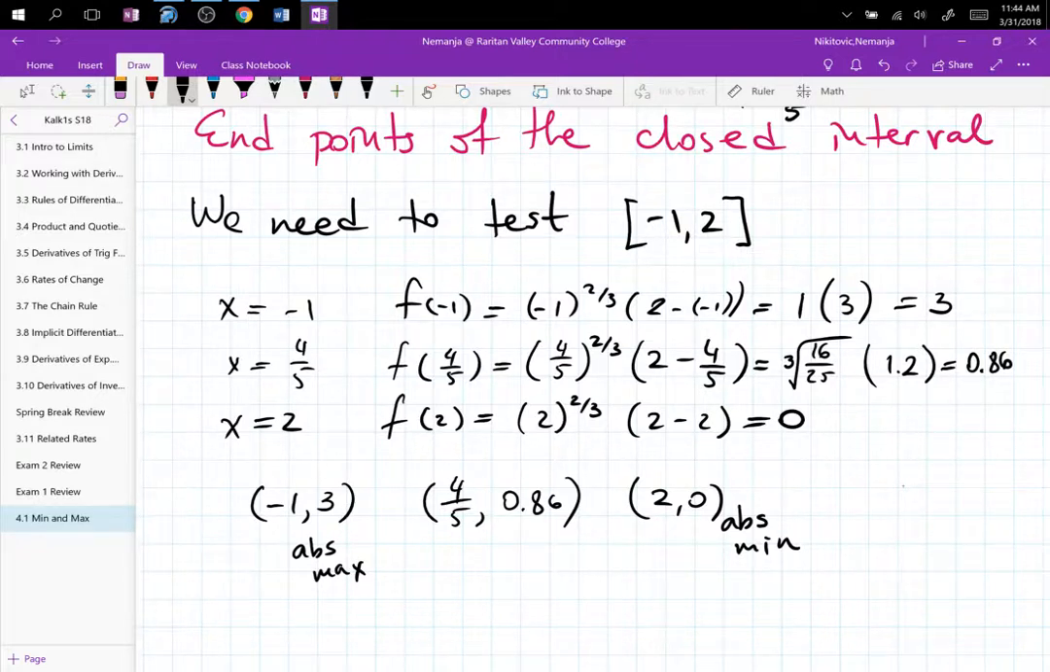Oh, I forgot to multiply by 1.2. Yeah, I only computed the cube root. That cube root is 0.86. What is that times 1.2? 1.03. Good. Thank you. 1.03. Whew. It didn't change the final outcome of the problem, but it did change things. So good. All right.